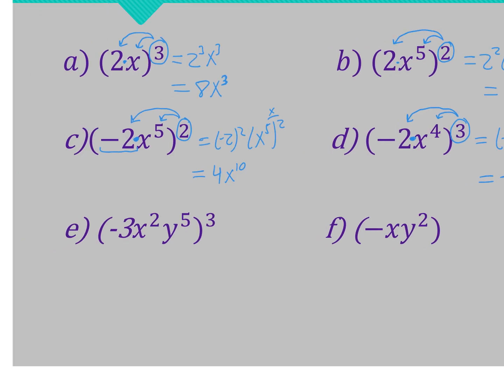All right, and example E, the more variables, it's fine, still the exact same concept. So I'm going to take that exponent and distribute it to each of my factors. So then this is going to get me negative 3 to the 3rd power, x squared to the 3rd power, and y to the 5th to the 3rd power. Negative 3 to the 3rd power is just negative 3 times negative 3 times negative 3, so negative 27. X squared to the 3rd power is a power to a power, so I'm going to multiply. Y to the 5th to the 3rd is another power to a power, so I'm going to multiply that as well. X to the 15th. All right, and then this is my final answer.